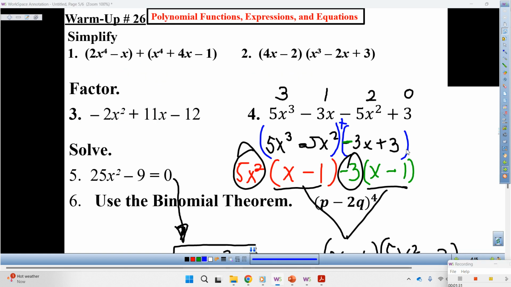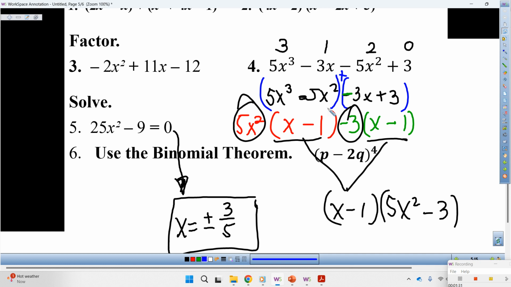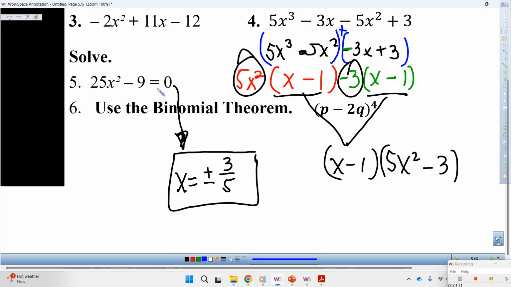From there, we moved on to number 4, which needed to be in standard form. GCF. We write x minus 1 and 5x squared minus 3. For number 5, you add 9 to each side, divide by 25, take the square root, and we're left with x equals plus minus 3/5.